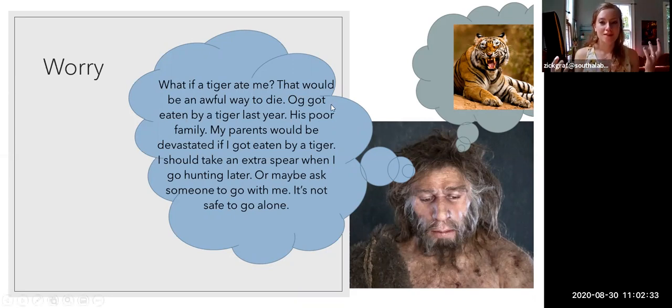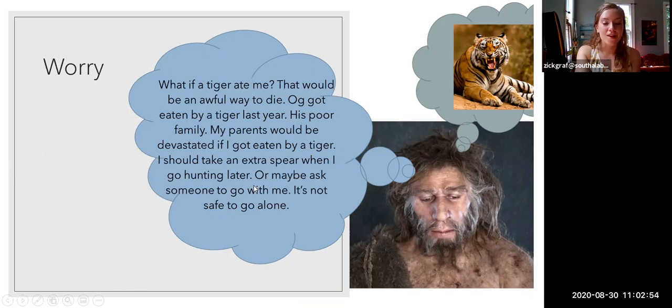So it starts with thinking about a potential future threat, and then kind of spirals into thinking about if the worst case scenario happened, if that threat came true, how bad would that be? Thinking about people he knows who've been eaten by tigers, thinking about how his loved ones would react if he got eaten by a tiger. And it ends with the adaptive function of worry.